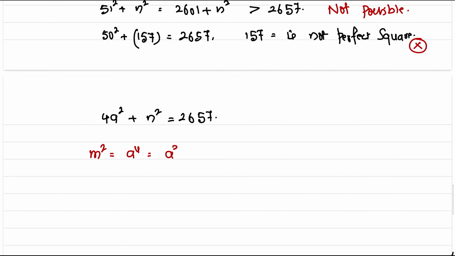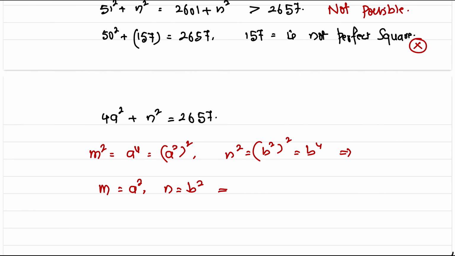That means a square to the power of 2, a square square. n square is equal to b square square, that is b to the power of 4. That implies the value with m is equal to a square, n is equal to b square. That means m and n should also be perfect squares. Are you able to follow?